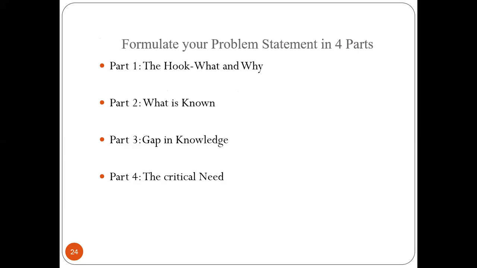So now let's look at how we formulate a research problem. I put this here to draw your attention to what you should look out for when writing a research problem. We have four parts in formulating a research problem. The first one is the hook. We all know a hook, the hook that people use to catch fish. The fishermen use a hook, and how they throw their hook into the water is very critical. It's their experience.